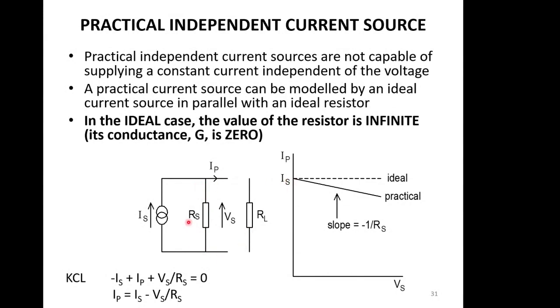And again, if you do the maths in the loop, you end up with the equation of a straight line where the slope is defined as minus 1 over RS in this case. So the important thing to remember is that the practical current source has an impedance in parallel, and the practical voltage source has an impedance in series: equivalent resistance, series versus parallel resistance.